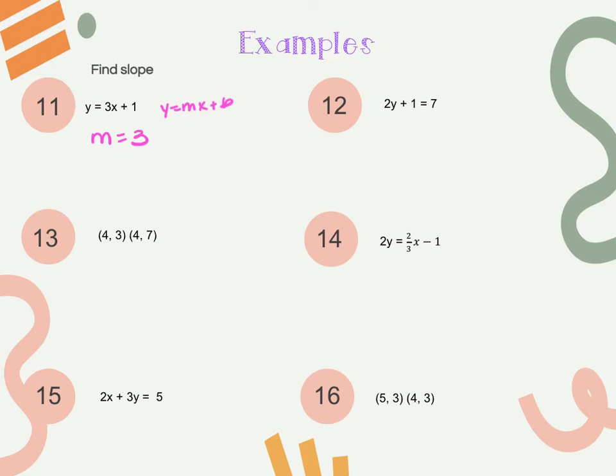All right, what would you do with 12? Subtract the 1. 2y equals 6. And then divide by 2, and y equals 3. So if it's a y equals and there's no x, what kind of line is it? Horizontal. And if it's horizontal, what's my slope? Good, 0.